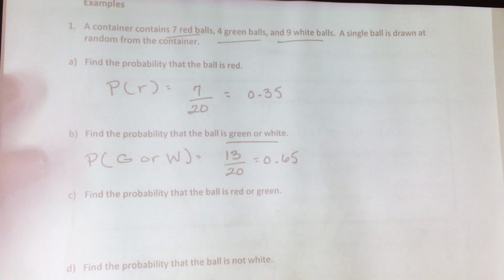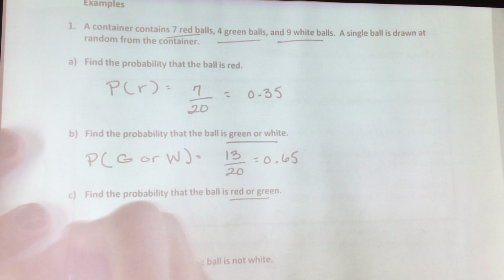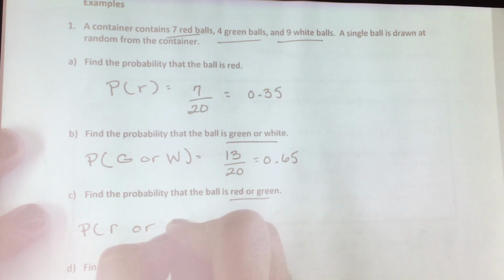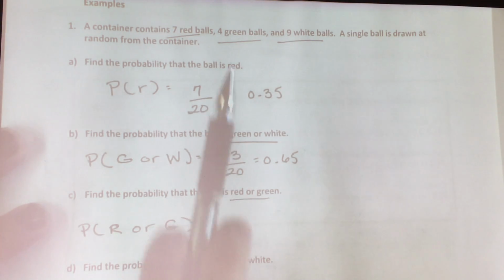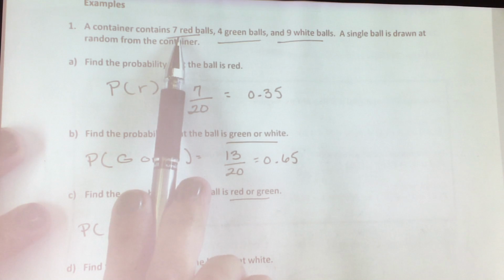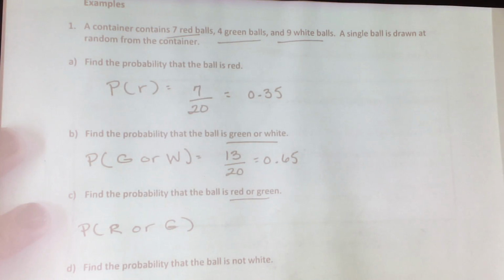Letter C, find the probability that the ball is red or green. So the probability that the ball is red or green. So again, red or green, you have 7 red, 4 green, which gives you 11. So 11 out of 20 is equal to 0.55.